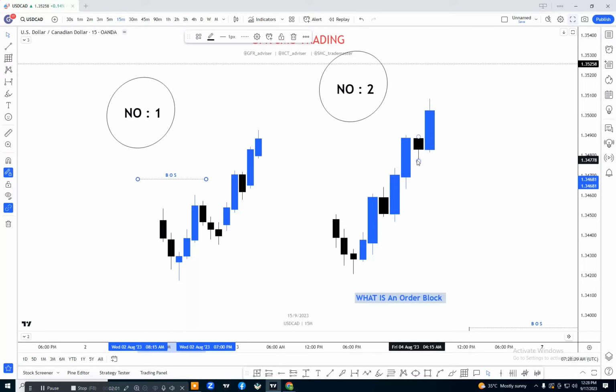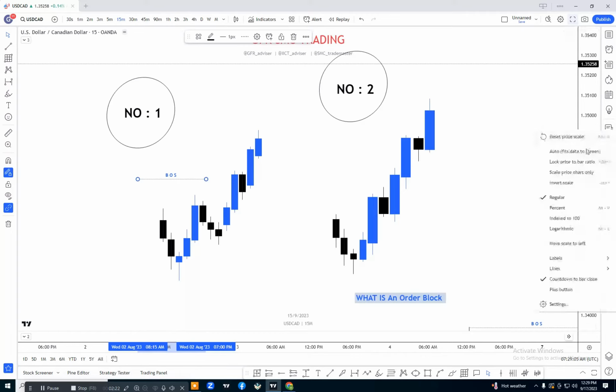Remember one more thing, while marking the order block, the candle colors do not matter, because an order block is not a bearish or a bullish candle. It's according or valid for the price action. Price is important, the candle color is not important. Like let me show you guys.